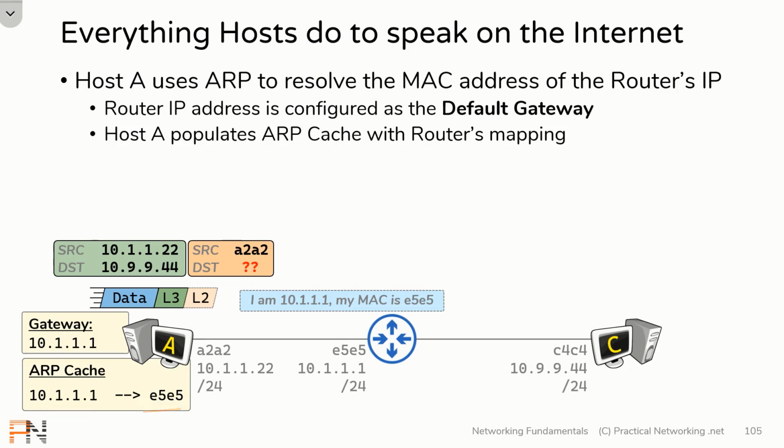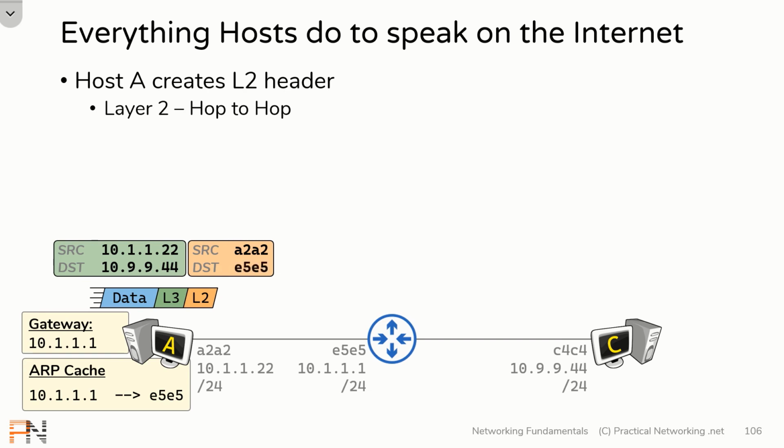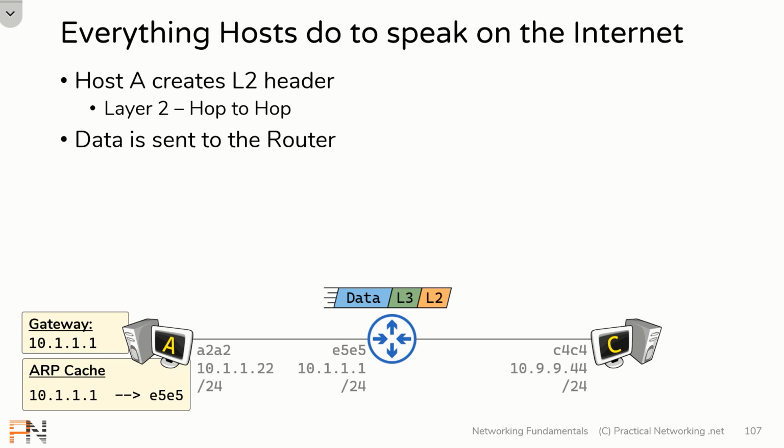It can then use this mapping to complete the layer 2 header. The destination MAC address for that layer 2 header is going to be the router's MAC address. This will allow this header to handle hop-to-hop delivery of this packet. And now that data can finally be sent across the wire where it will be received by the router.